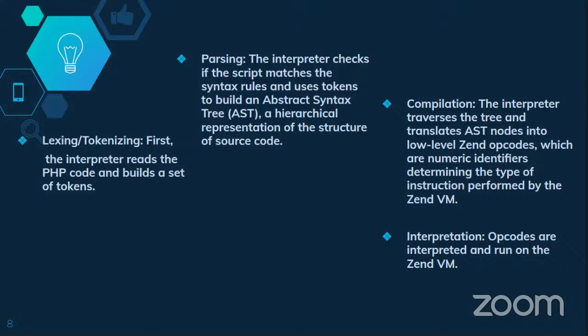Then after parsing, the compilation. The interpreter traverses the tree and translates AST nodes into low-level Zend opcodes, which are numeric identifiers determining the type of instructions performed by the Zend virtual machine. Then the last one, which is interpretation. Opcodes are interpreted and run on the Zend virtual machine.